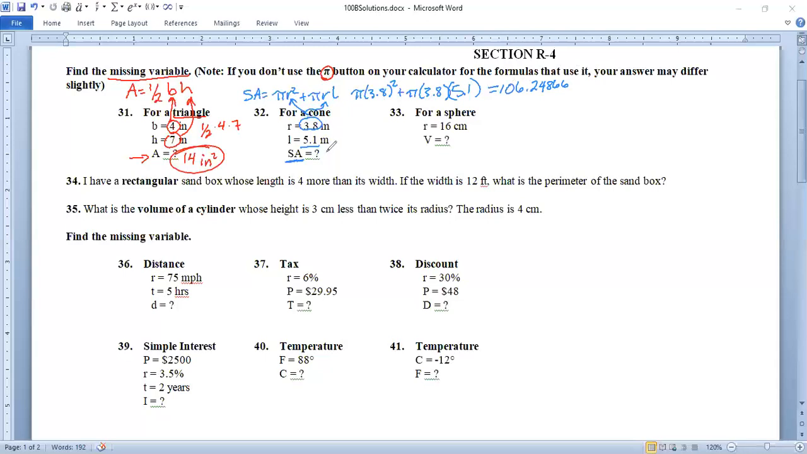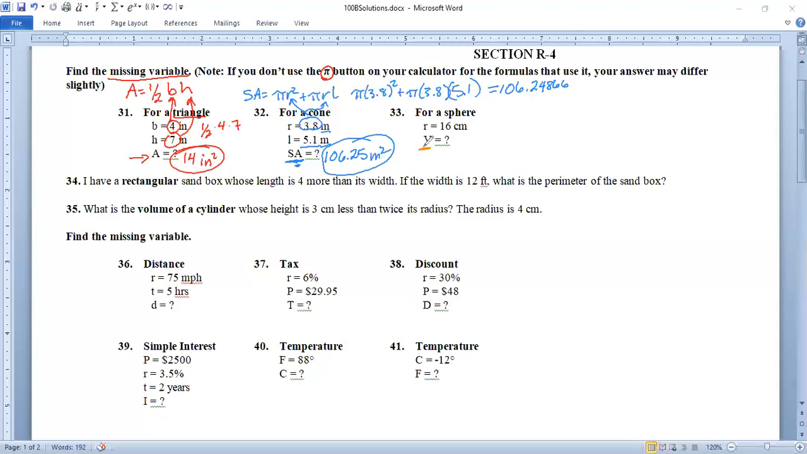So that's going to be 106 point, and it doesn't tell us where to round, so maybe 2 decimal places, 106.25 meters squared. Now we're with meters, but this is an area. So if it's an area, it's a two-dimensional thing, so it's measured in meters squared. Good. Number 33, let's use some of this white space out here.